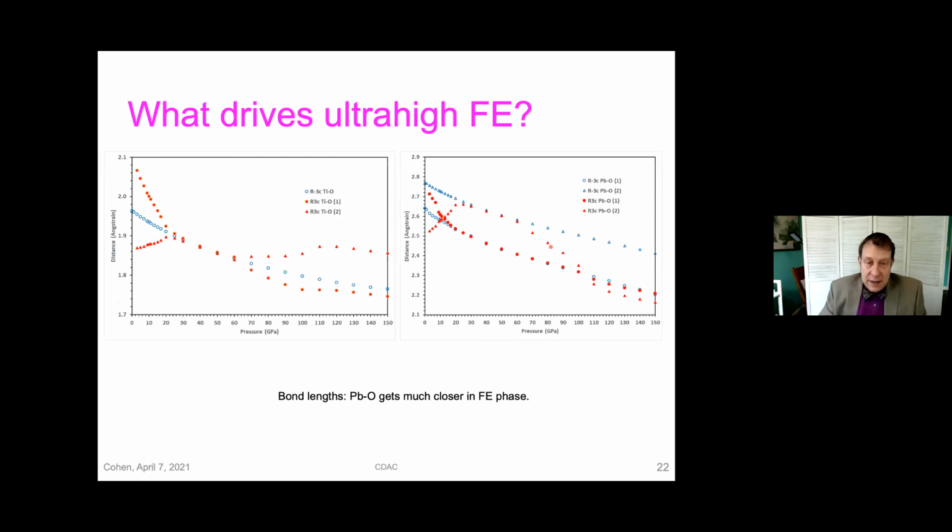What explains things a little better, of course, you need to know the positions of the atoms, which you can calculate very well in theory, is what's happening to the relative bond lengths as a function of pressure.